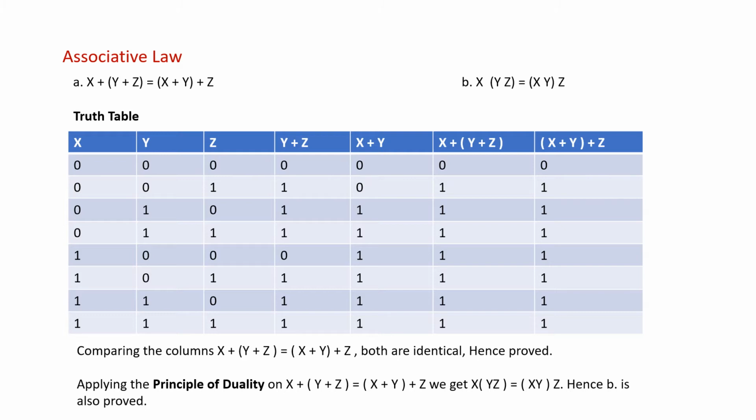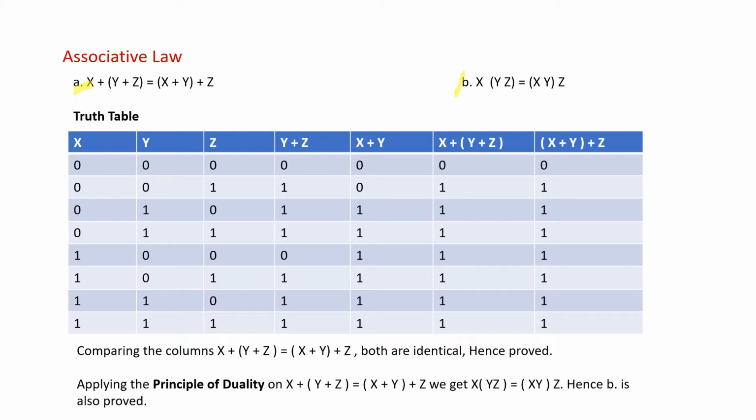Now let us look at the associative law, the next theorem, and under that there are two statements. The first statement is when x is ORed with y OR z, the result is the same as x ORed with y, and then that is ORed with z. The second law states that when x is ANDed with y AND z, the result is the same as x ANDed with y, and that being ANDed with z.